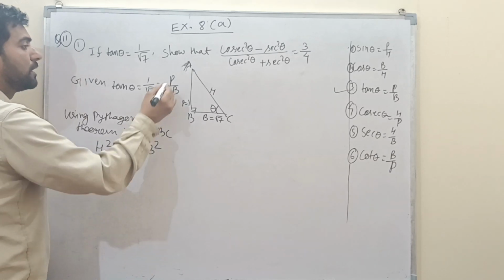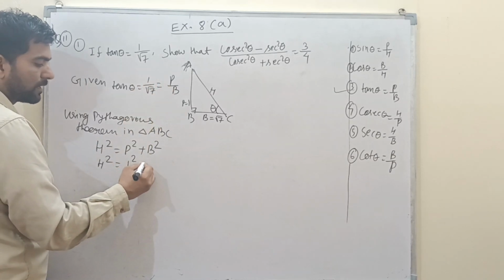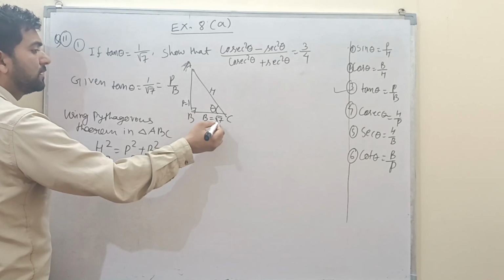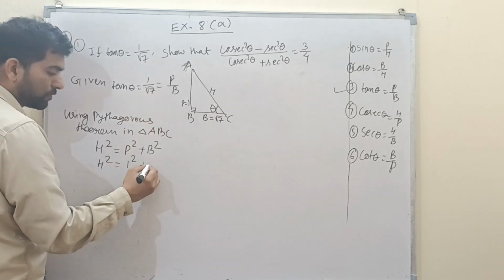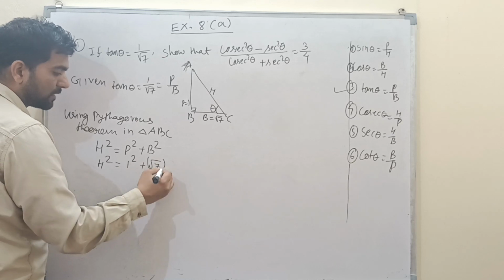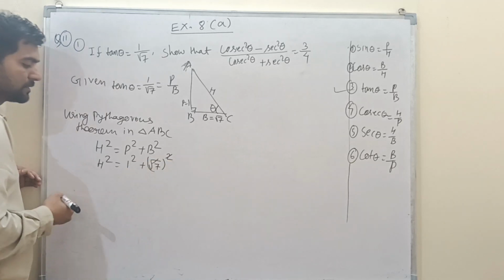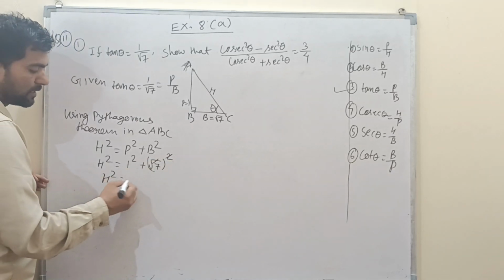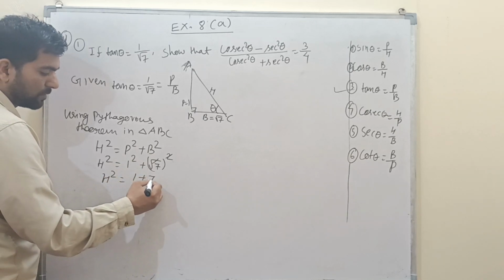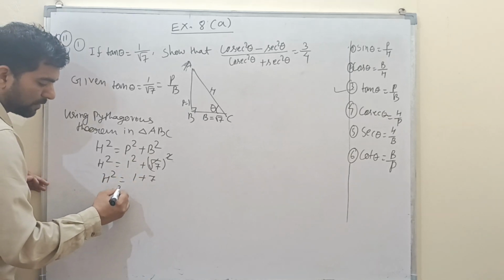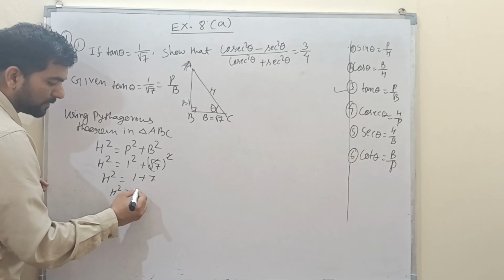P we know already is 1, so 1 square. B is root 7, so root 7 whole square. The square and root cancel. So H square will be 1 square, which is 1, and 7. So H square will be 1 plus 7, which is 8.